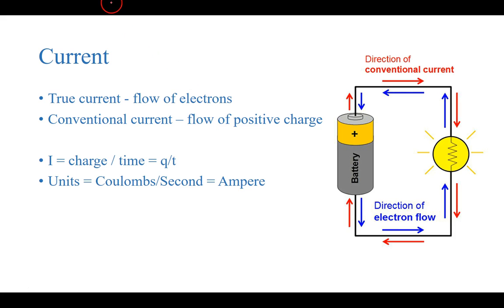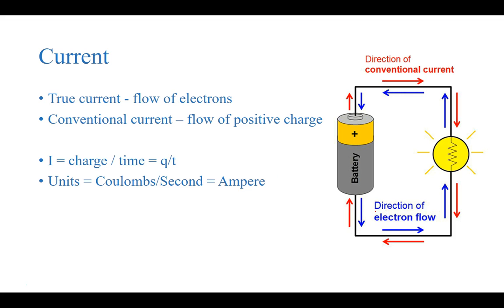Current is the next term, and I've used this several times. There's kind of two ways we'll refer to current. As we've been talking, current is going to be the flow of electrons. Remember, electrons are small, they're far away from the nucleus, so they're easily movable. So what's actually flowing in the circuit are going to be electrons. So we'll refer to this as true current or electron current.